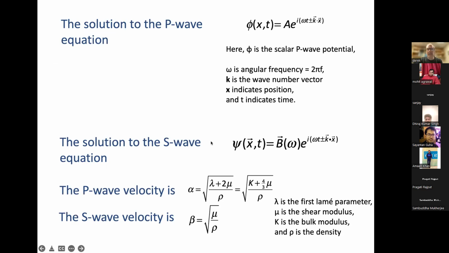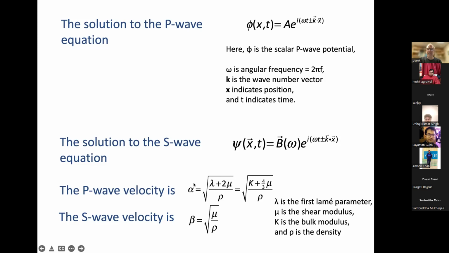And the solution to the S wave equation is similar. The only difference is it has a polarization vector. So it's got a 3-component vector in front of the harmonic wavefront, which is given by the exponential term.